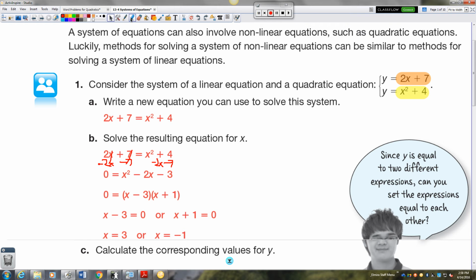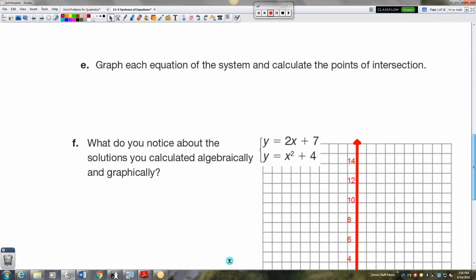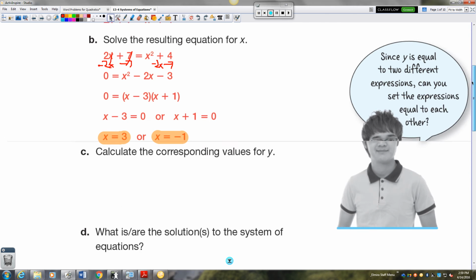So our two solutions: if I sub in x equals 3 here, 3 minus 3 would be 0. And if I subbed negative 1 in here, then that would be 0. So those are my two solutions. Let's take a look down here for a second. That looks awfully familiar. Negative 1 and 3, those are the x values of the coordinates when I solved graphically.